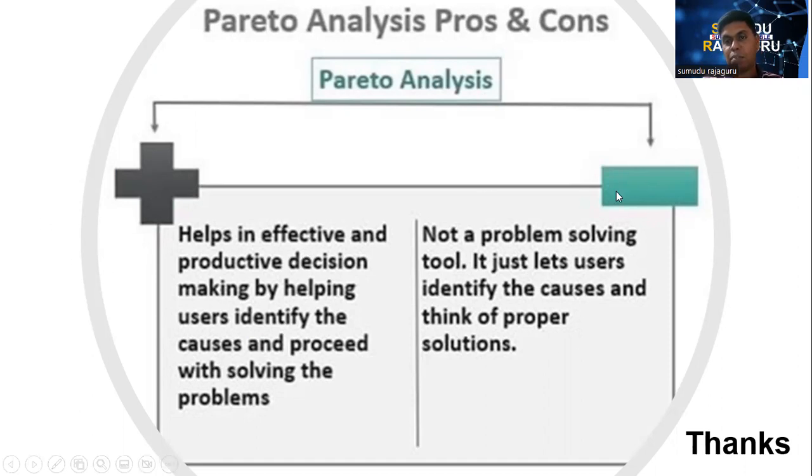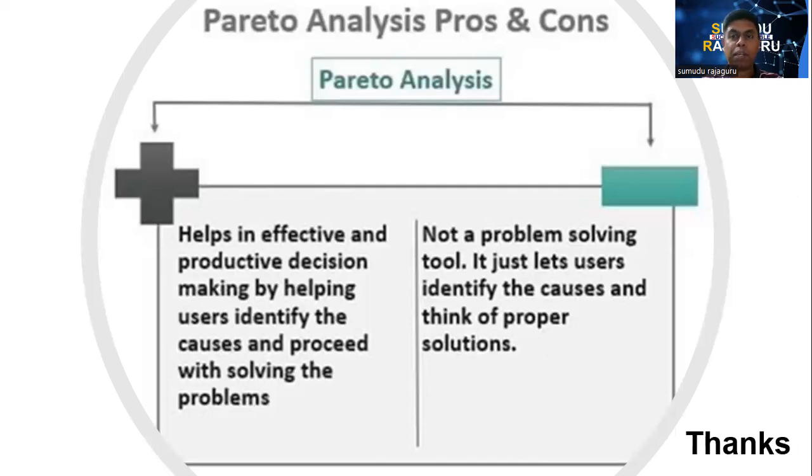But the minus side is, this is not a problem solving tool. This is a problem analyzing tool, not a problem solving tool. It just lets users identify the causes and think of a proper solution. So it leads to the solutions, it does not give the solution. Those are the pluses and minuses. I think now you can understand what the Pareto principle, the Pareto mechanism, is. This is very simple, but if we think critically, we can use this concept for very complex issues also. So I would like to summarize what we have learned today.